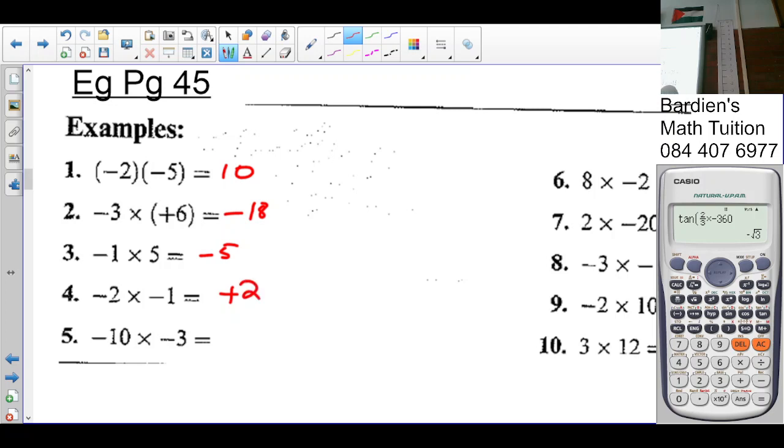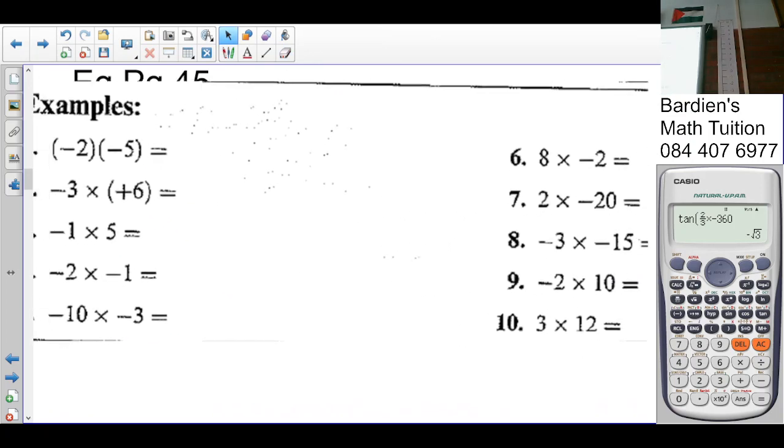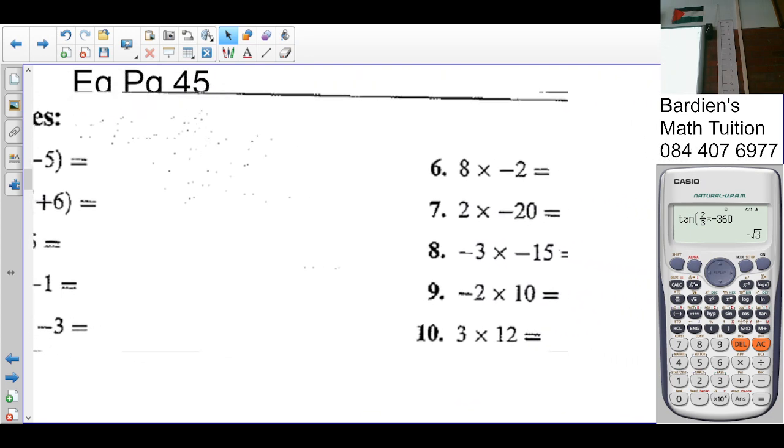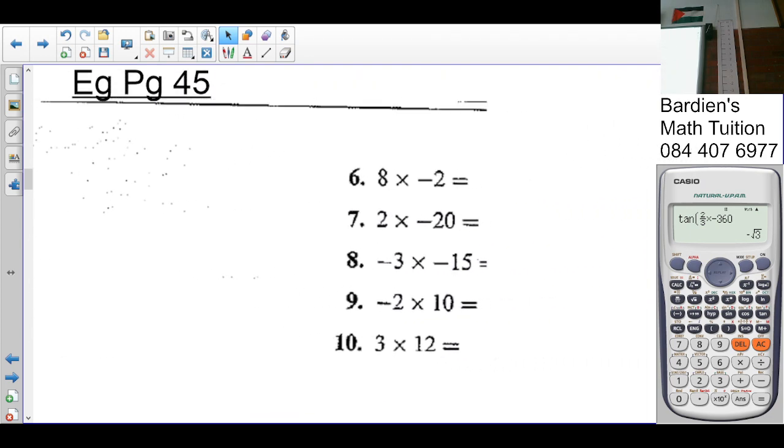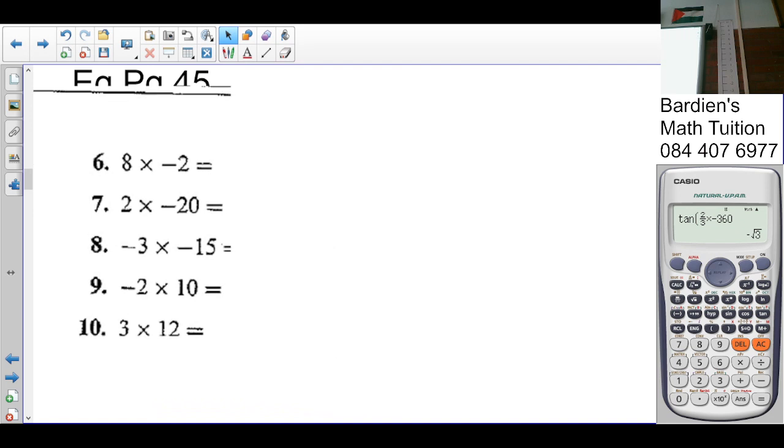Next answer? Positive 30. You all agree with that? Yes, sir. Negative times negative is positive. 3 times 10 is 30. Okay, all understand? Any confusion?